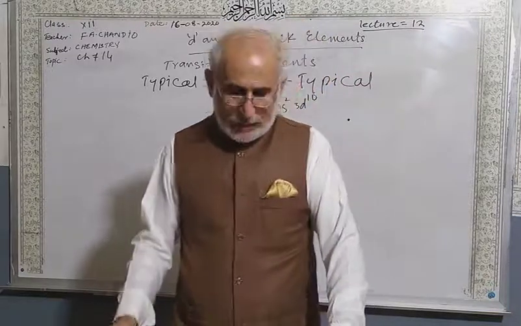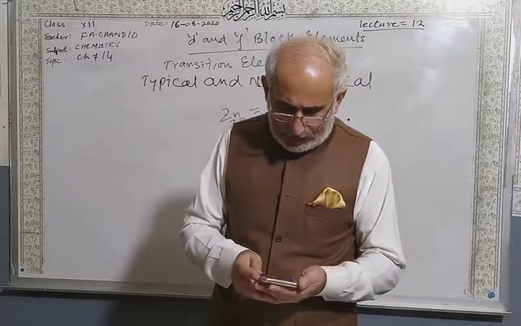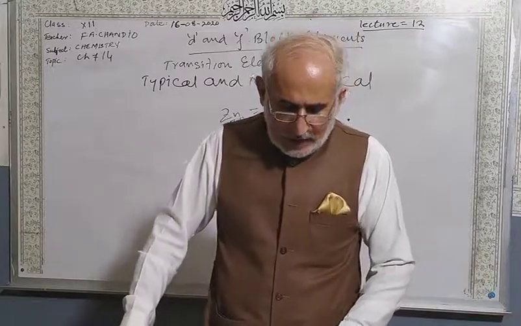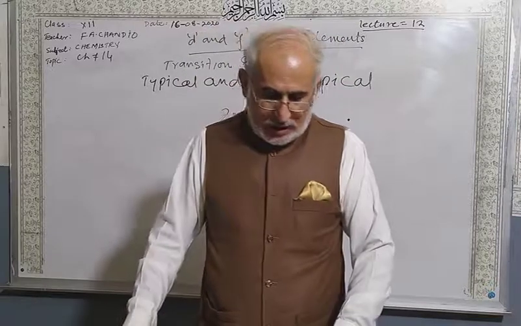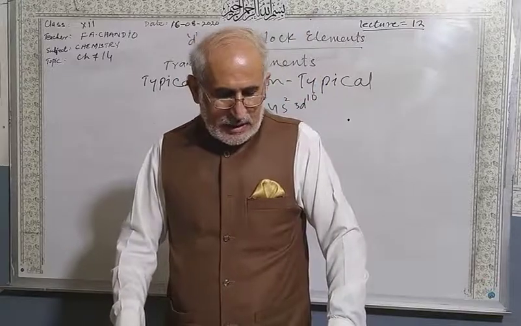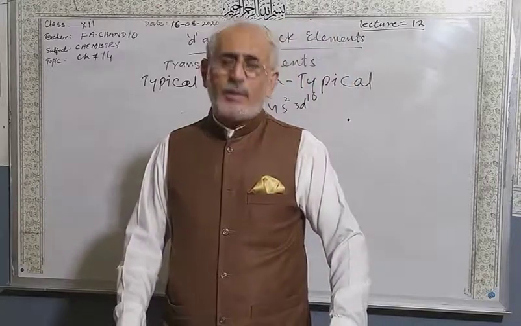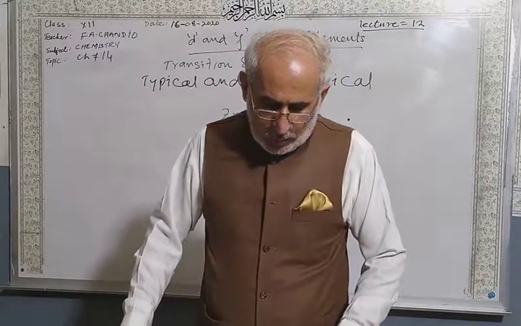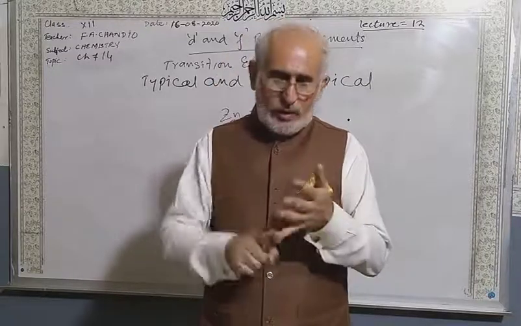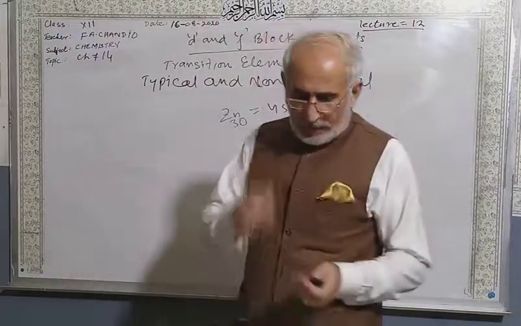They do not show typical properties of transition elements. The other one is group number 3: scandium, yttrium, lanthanum. They do not show many of the properties of typical transition elements. In the compound state, they show tripositive ions: scandium 3+, yttrium 3+, lanthanum 3+. So they also do not show the typical properties, though they have electrons in the d orbitals. That's why they are also called non-typical transition elements. So group 2B and group 3B are called non-typical transition elements.